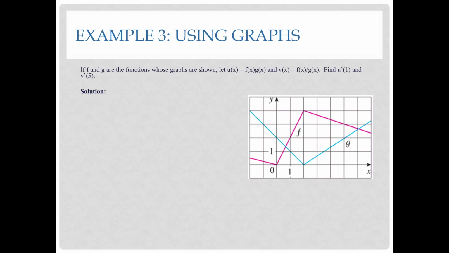First, let's solve for u prime of 1. So we know u of x equals f of x times g of x. Therefore, we know using the product rule that u prime of x is f of x times the derivative of g of x plus the derivative of f of x times g of x. Great. So now we do the same steps we did before. So u prime of 1 is going to equal f of 1 times the derivative of g of 1 plus f prime of 1 times g of 1.